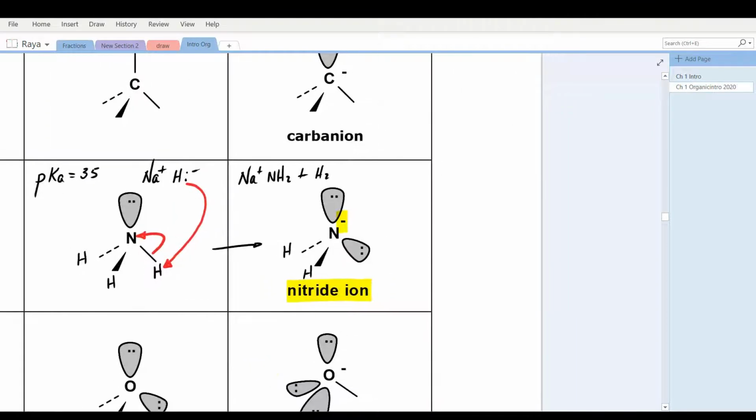Now I realize there's ambiguity here, because in inorganic chemistry, this compound is called sodium nitride, and in it, nitrogen is -3, whereas in this compound amide, the nitride ion is -1, but it is what it is. It's an ambiguity.